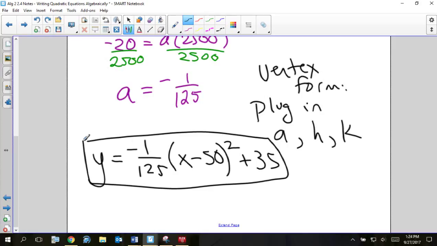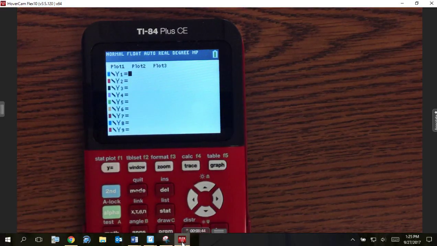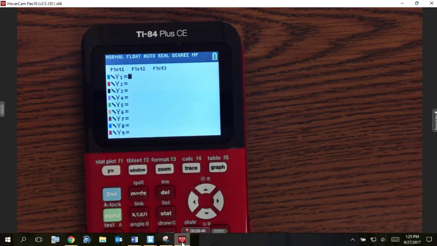So now we're going to make sure we did it right, using the graphing calculator. We're going to check our answer. Okay? So go back to your graphing calculator and go to y equals, clear out anything that's in there.